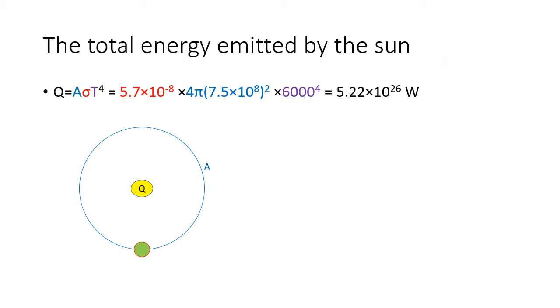So I've written out the normal equation we use for these types of questions. Q equals the area multiplied by sigma multiplied by T to the power of 4. We know the area of the sun, highlighted here in blue, and we know what sigma is: 5.7 times 10 to the minus 8. We can get the sun's temperature, raise it to the power of 4, and we get this answer for how many watts the sun emits.